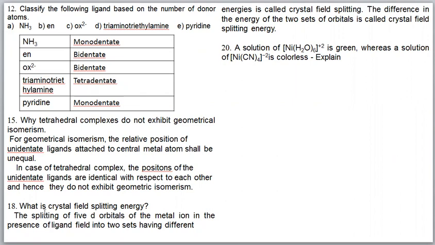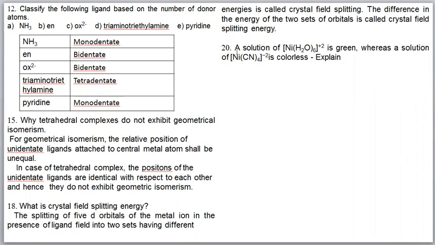Okay. Then what is crystal field splitting energy? The splitting of the 5 d orbitals of the metal ion in the presence of a ligand field into 2 sets having different energies is called crystal field splitting. The difference in the energy of the 2 sets of orbitals is called crystal field splitting energy.